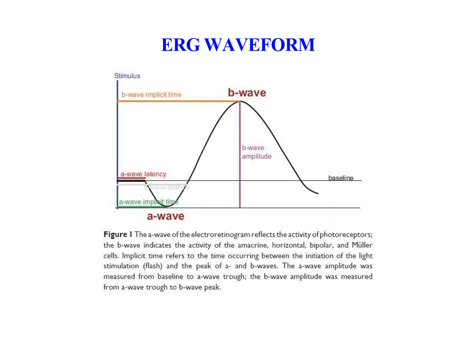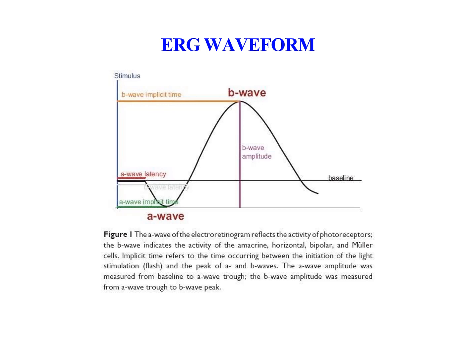Electroretinography waveform is shown in the figure. First are the A wave, B wave and baseline used in the ERG, electroretinogram waveform. The baseline is the A wave latency, which is the A wave implicit time.